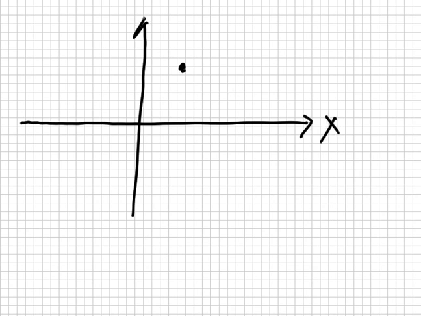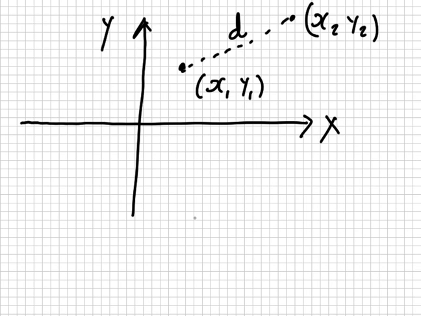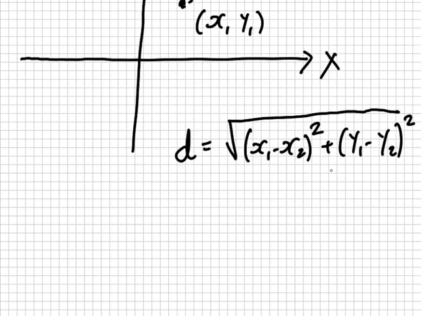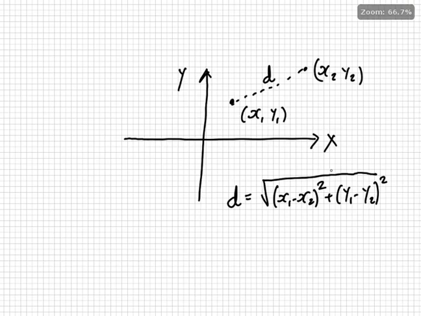Hey, listen now. So this point here is x1, y1, and this point here is x2, y2. And if you want to know the distance between these points, the distance will be square root of x1 minus x2 squared plus y1 minus y2 squared. And that's all there is to it. So I'll give you an example now, just to make sure you're clear.